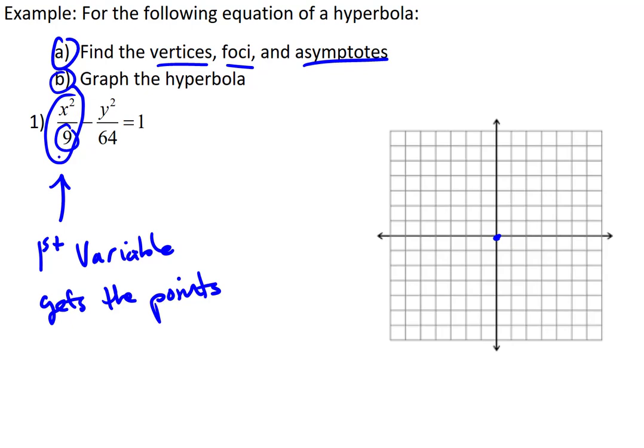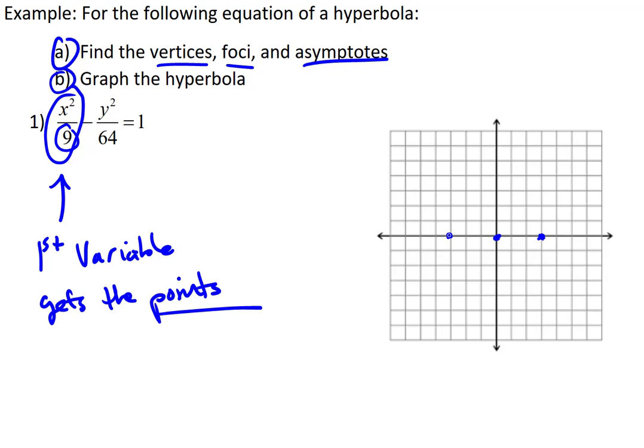If x is my first variable, as it is in this case, then I go square root of 9, the number under the x squared. Okay, that happens to be 3. I go that direction left and right, and I put actual points there because the first variable gets the points. So I have points plotted at 3, 0 and negative 3, 0.